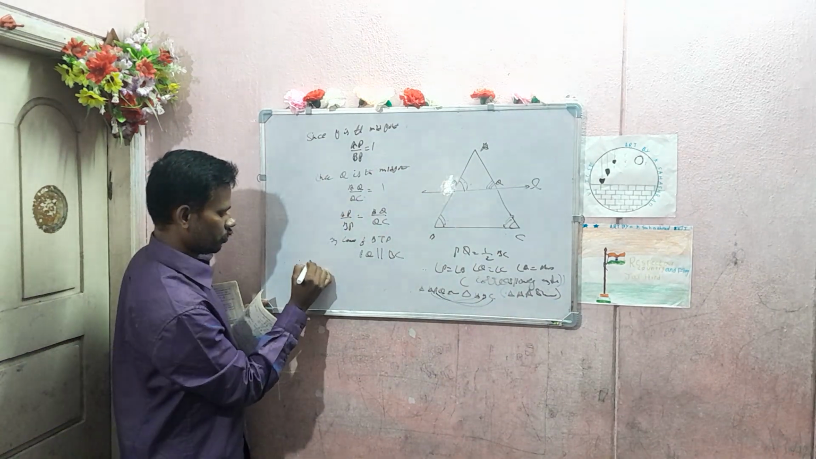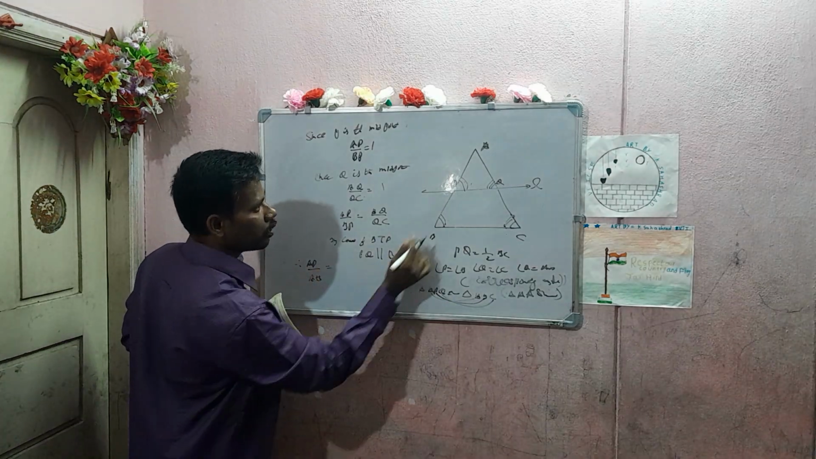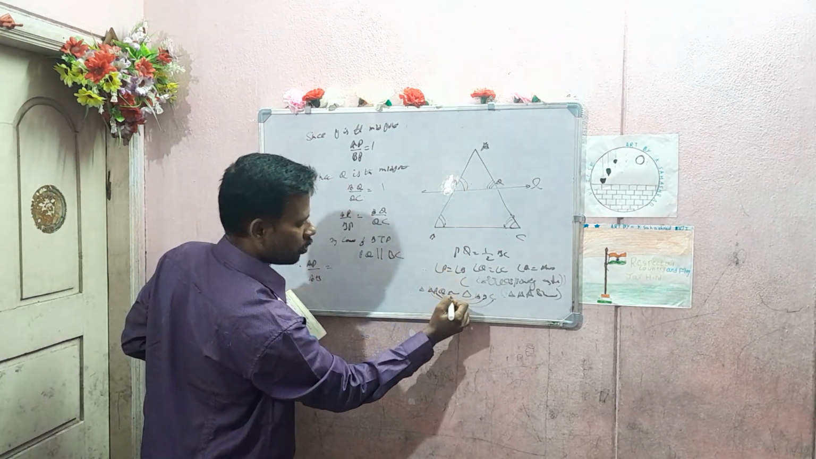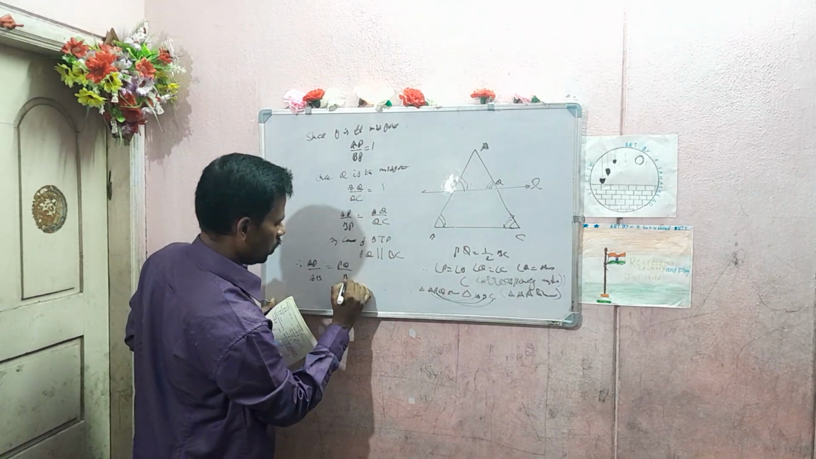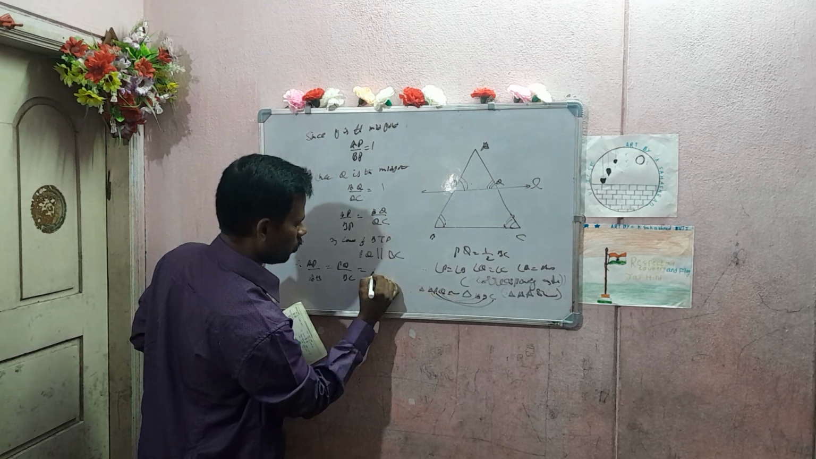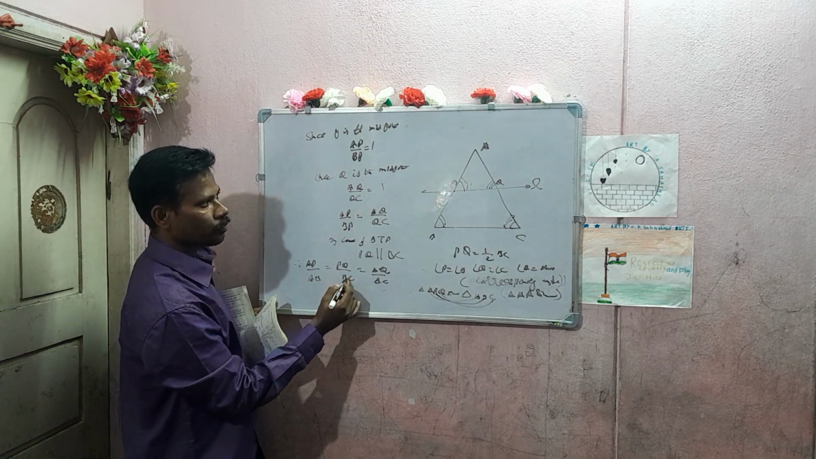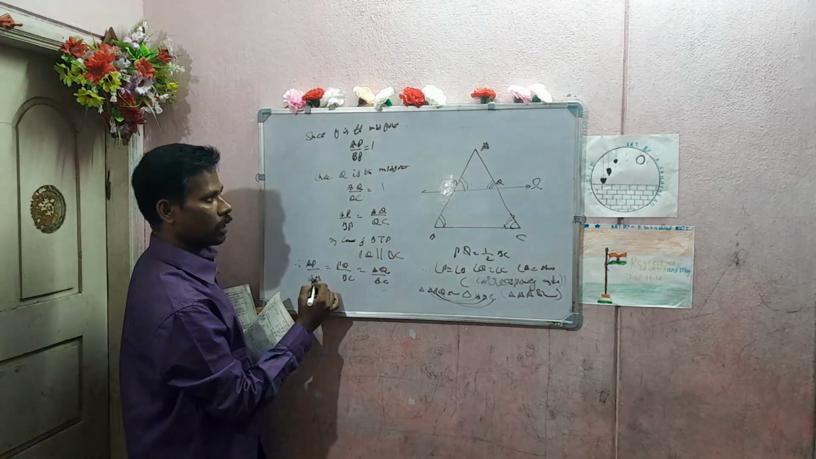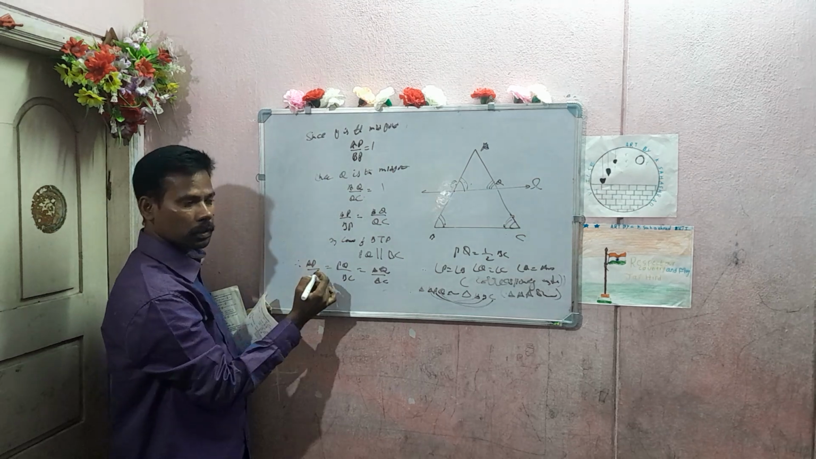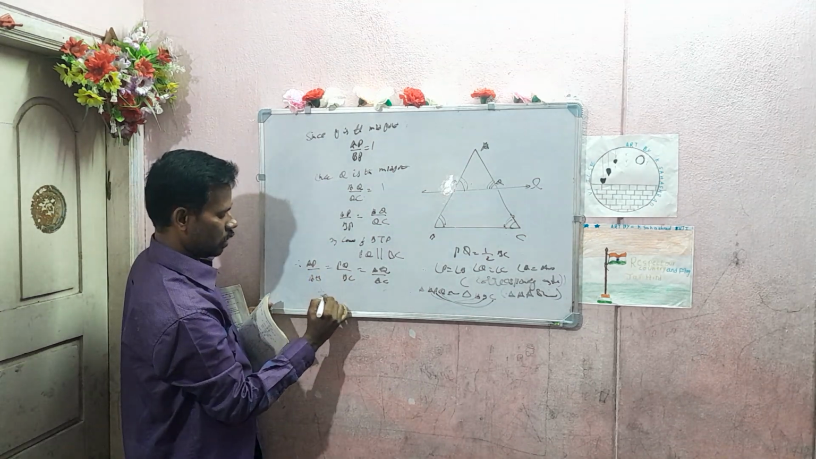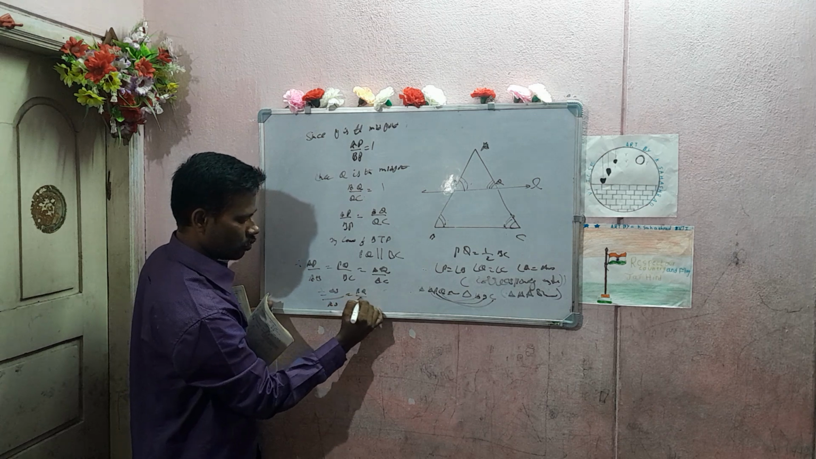Therefore, AP by AB is equal to PQ by BC is equal to AQ by AC. Now, how will you get the AP length? AP length is nothing but half of AB. So half of AB by AB is equal to PQ by BC.